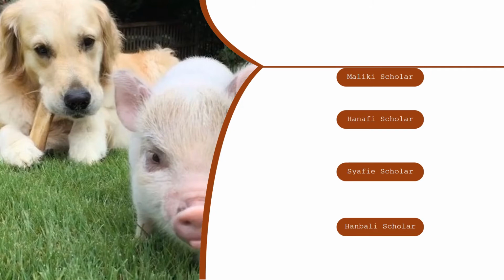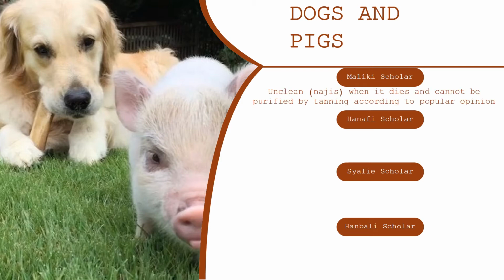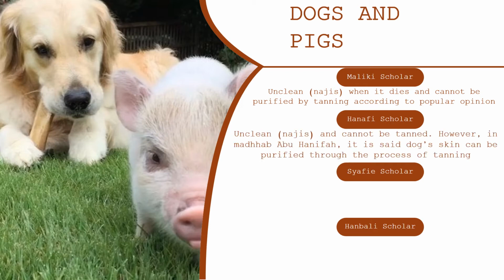The last one is the ruling of dog and pig skin through the four mazhab. The opinion of Maliki scholars, the skin is considered unclean when it dies and cannot be purified by tanning. Next, Hanafi scholars, the pig skin is unclean and cannot be tanned. However, in this mazhab, dog skin can be purified through the process of tanning.